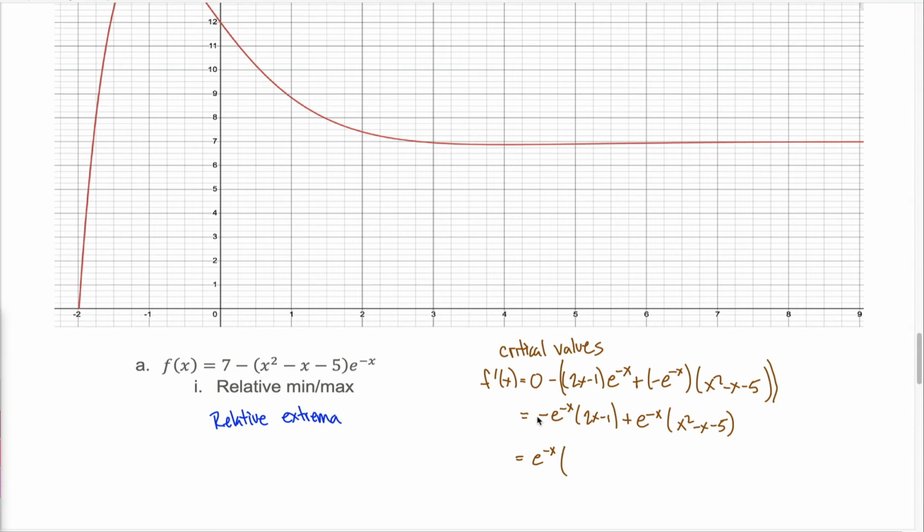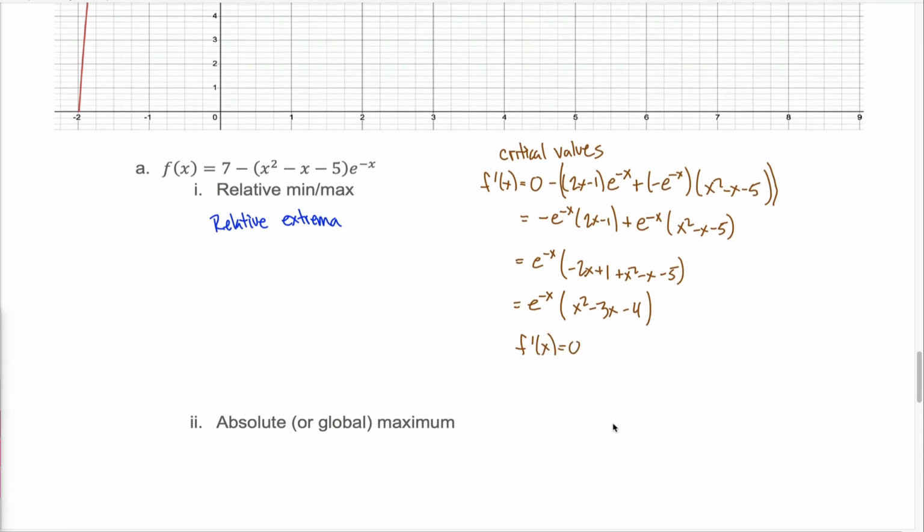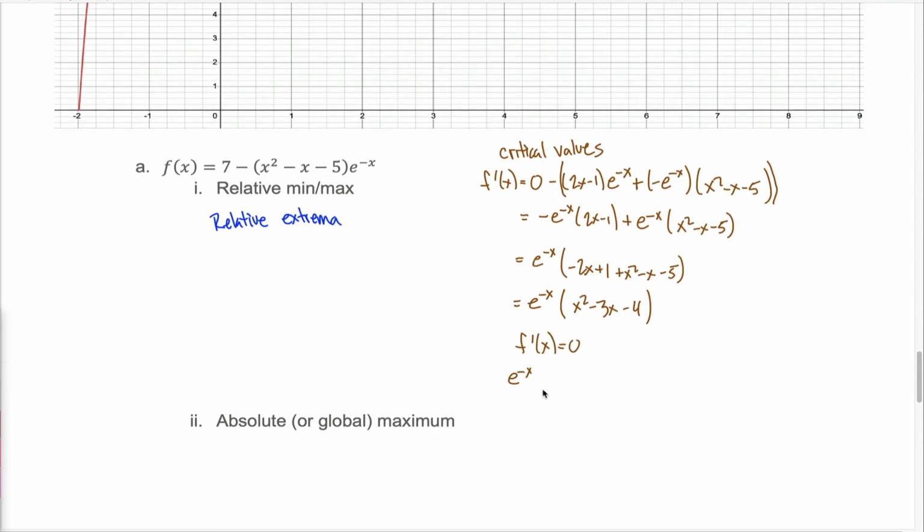I can now factor out an e to the negative x. If I do that, I'm left with this negative and this 2x minus 1, in other words, negative 2x plus 1. And if I do that over here, I'm left with x squared minus x minus 5. If I combine like terms, I get e to the negative x times x squared minus 3x minus 4. I get critical values if f prime of x is equal to 0. And now that I know what f prime of x is equal to, e to the negative x times x squared minus 3x minus 4, I can set that equal to 0 and solve.